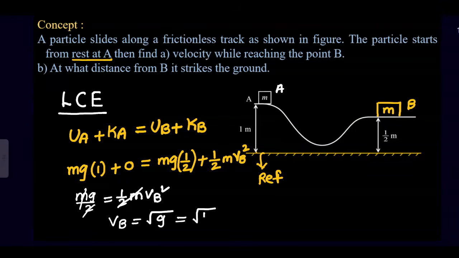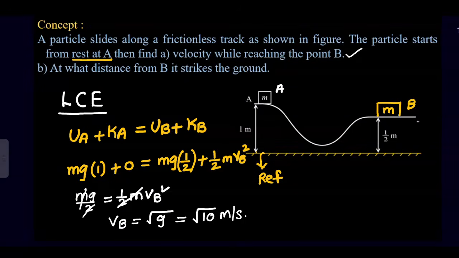That means how much is this velocity? With the g value of 10, this is the velocity when the body is at point B. That is the velocity we have calculated, the first part we did. What is the second part they are asking? At what distance from B it strikes the ground.